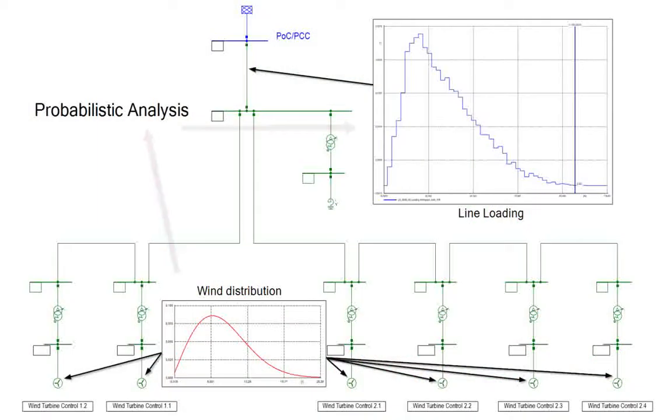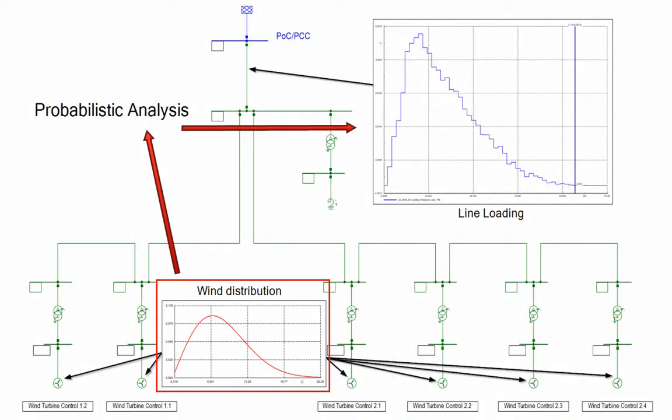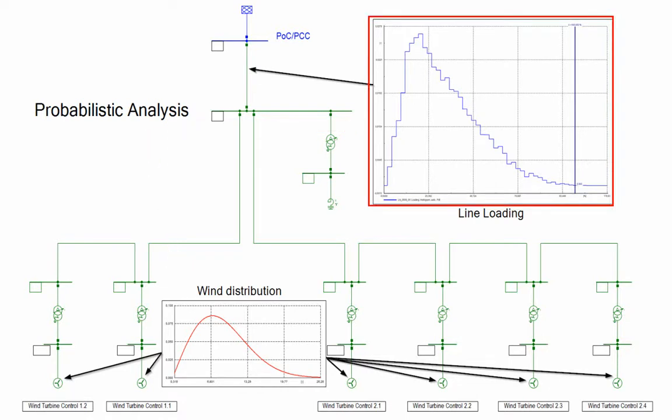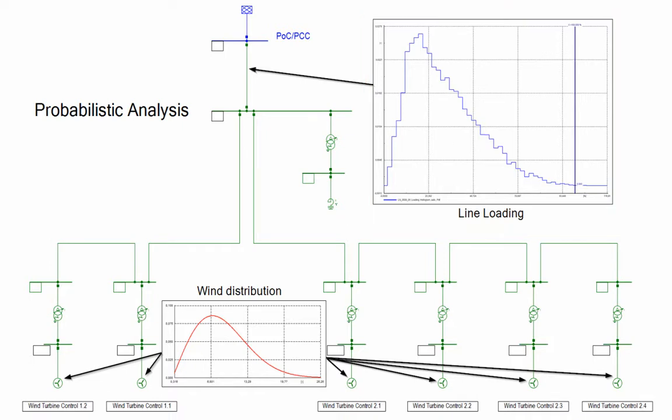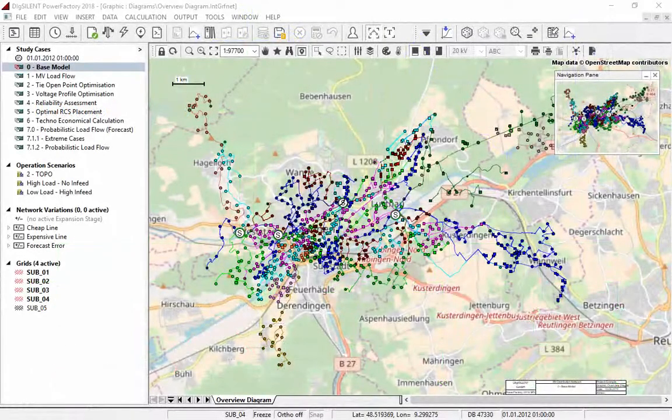A probabilistic assessment processes probabilistic data input and produces stochastic results. Thus each result quantity will no longer be a fixed number but a distribution from which statistic quantities, for example mean values, standard deviations, min, max, etc. can be derived. In the example, the distribution of the line loading, resulting from the power generation of the wind turbines based on the wind speed distributions, is shown, from which the statistics can be derived.